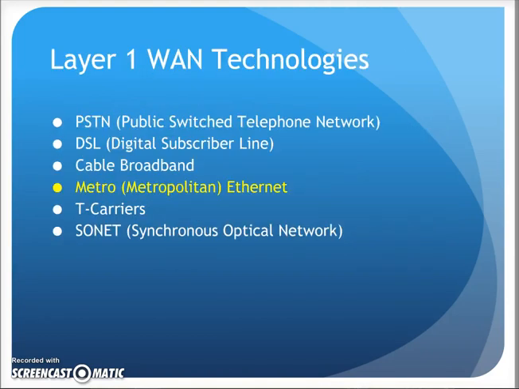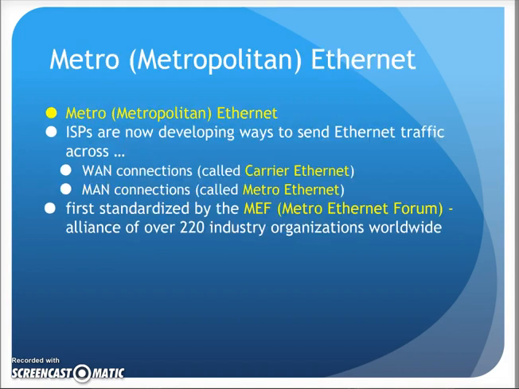Alright, CNT125, Chapter 12, Layer 1 WAN Technologies. We're looking at Metro Ethernet. A lot of ISPs are now developing ways to send Ethernet traffic across WAN to MAN connections. So not just LANs anymore. Actually taking our LAN Ethernet traffic and moving it across MANs and WANs, if you will.